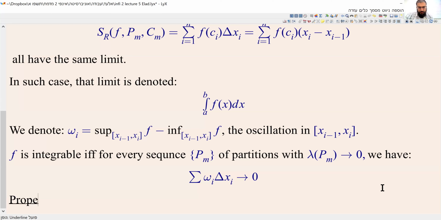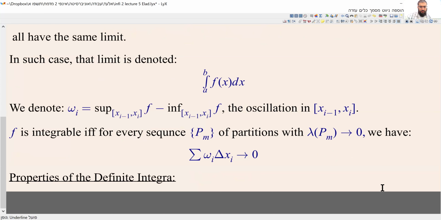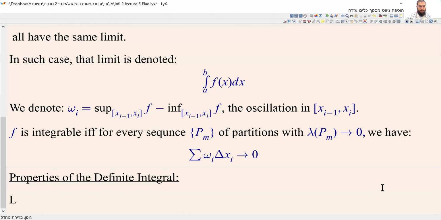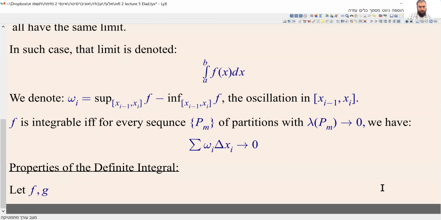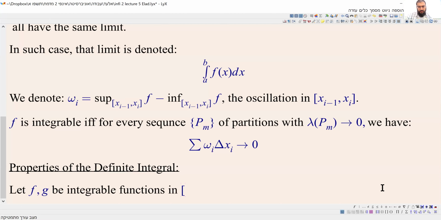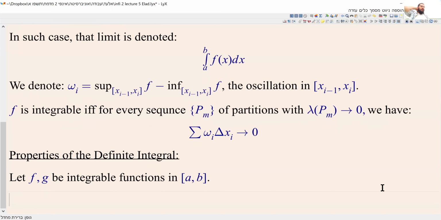Properties of the definite integral. So let f and g be integrable functions in, let's say, AB. Integrable is, again, bounded, and all the sums act nicely, tend to the same limit.